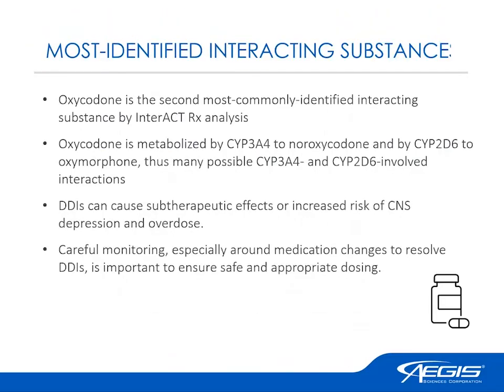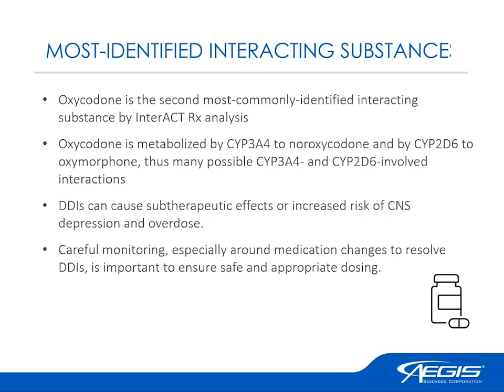The second most identified drug involved in DDIs by InterACT Rx testing is oxycodone. Oxycodone is metabolized by CYP3A4 to noroxycodone and by CYP2D6 to oxymorphone. DDIs can affect oxycodone efficacy as well. Patients who express inadequate pain control may be incorrectly labeled as drug-seeking when actually a DDI may be reducing the efficacy of their medication.